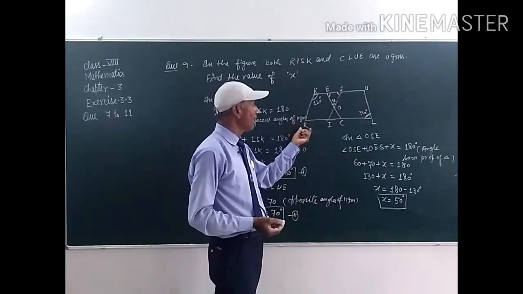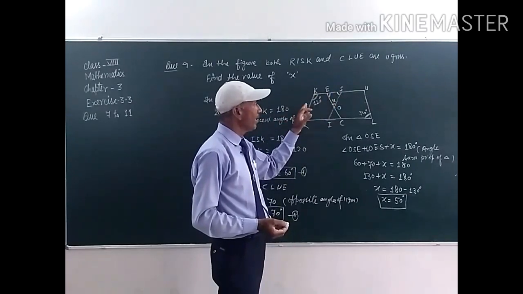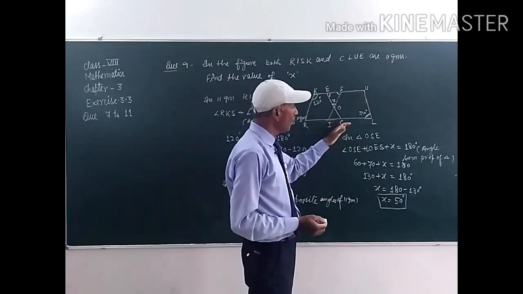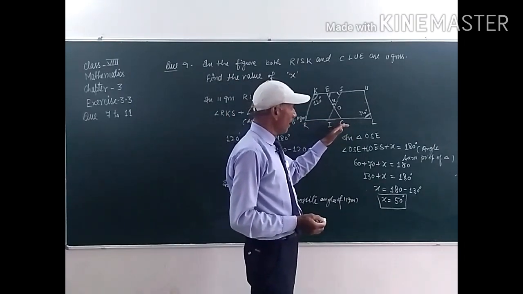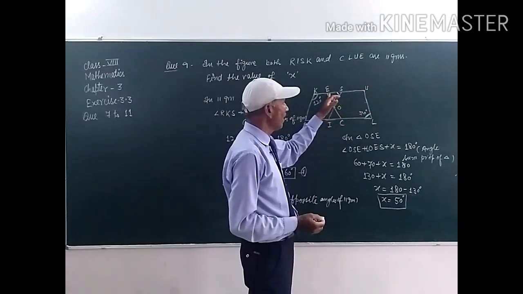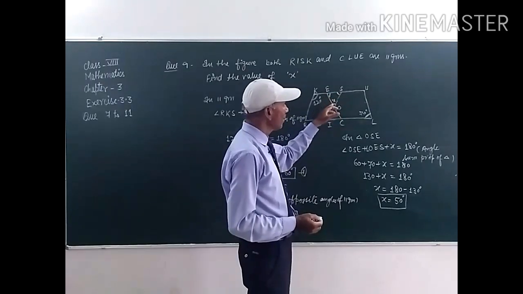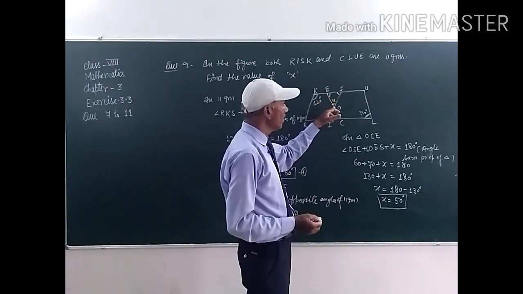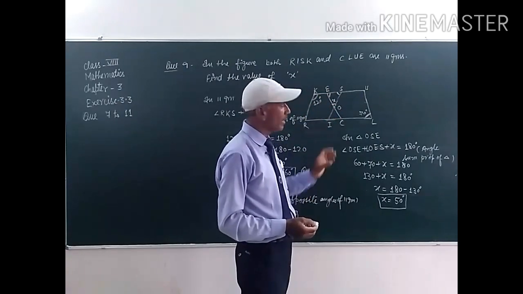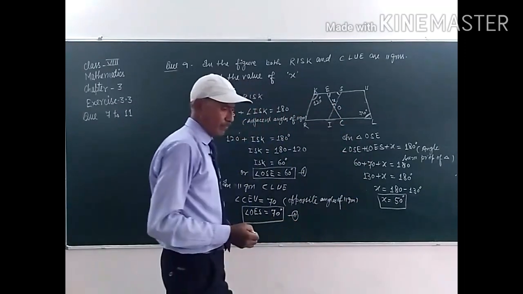First of all, we have taken parallelogram RISK, and in this we find angle S, and in the second stage we have taken parallelogram CLUE, and in this we have found the value of E. After that we have to find the value of X using triangle OSE. Clear, student? So the value of X is 50 degree in this.